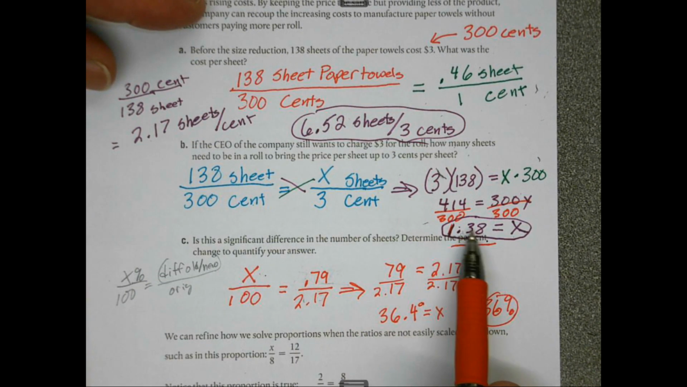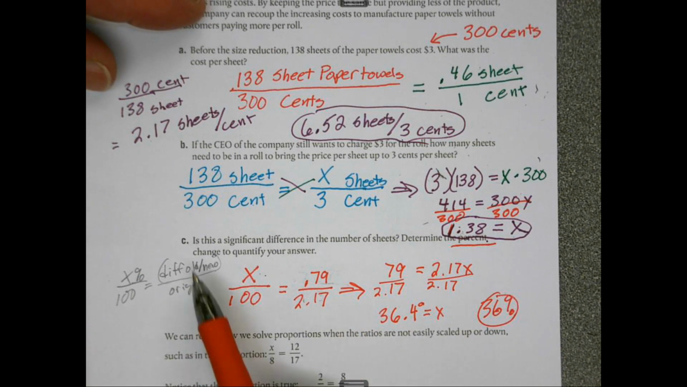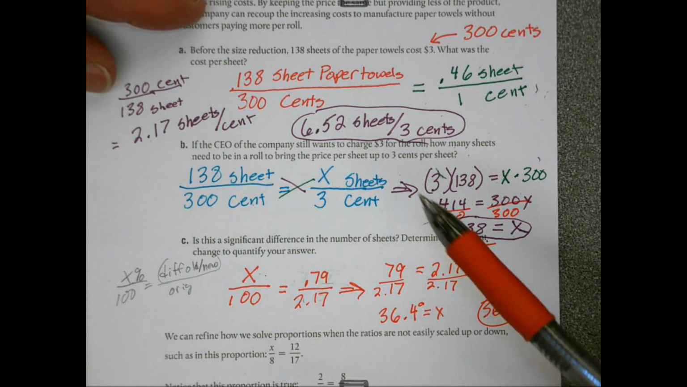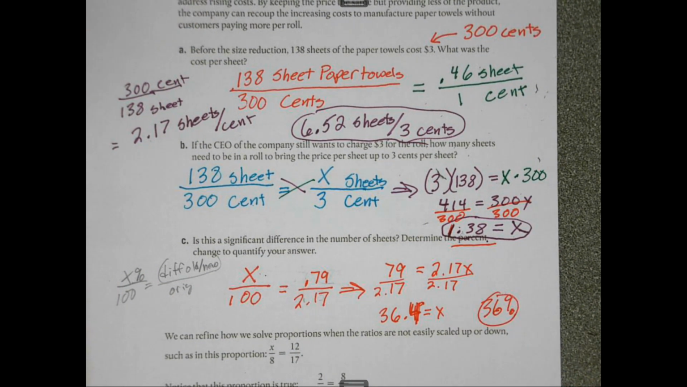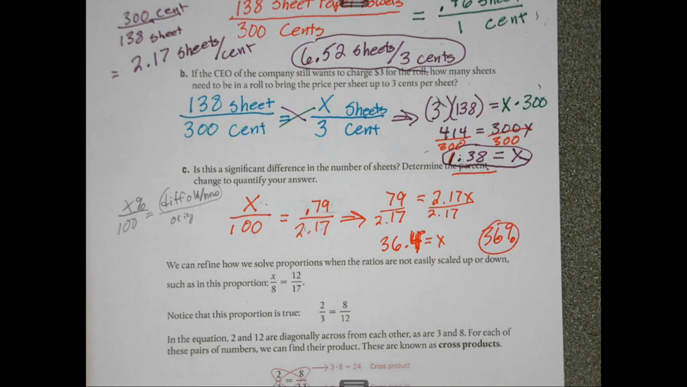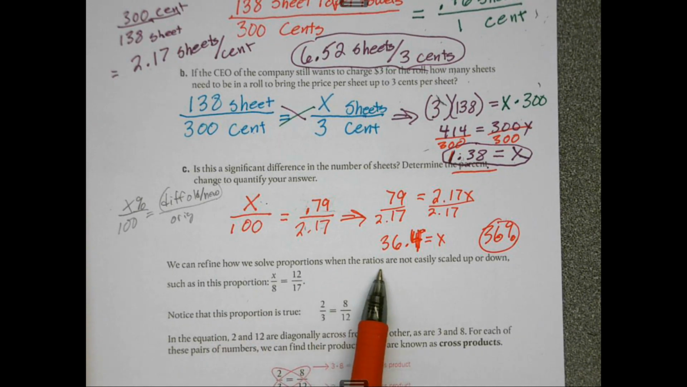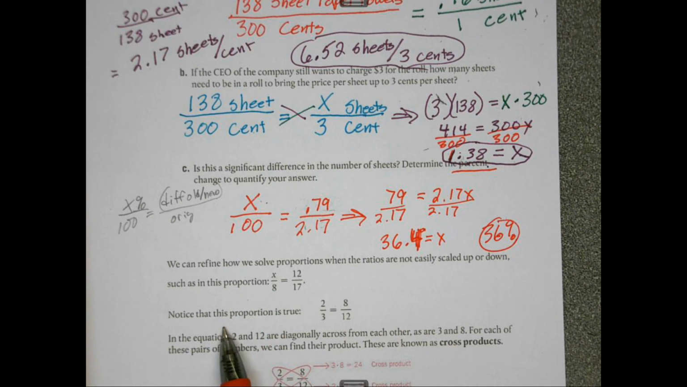Okay, we can refine how we solve proportions when the ratios are not easily scaled up and down, such as this proportion, x over 8 equals 12 over 17. Notice that this proportion is true: 2/3 equals 8/12. Well, they're just multiplying the top and the bottom by 4. Diagonally across from each of the 3 and the 8, for each of these pairs of numbers, they're just telling us the cross multiplication is a method of solving proportions. And we all know that.